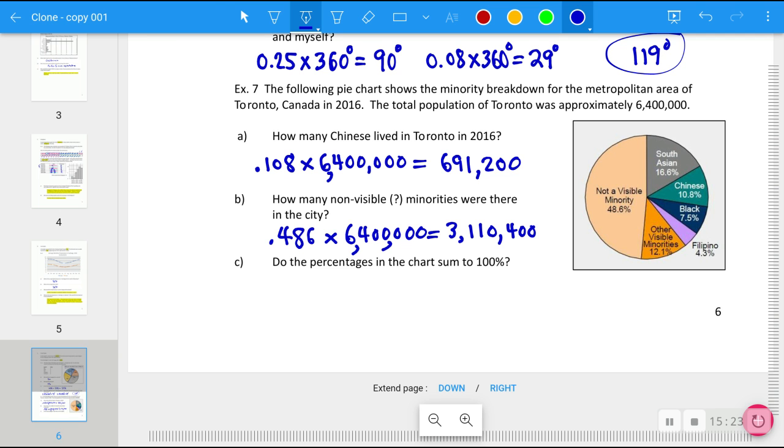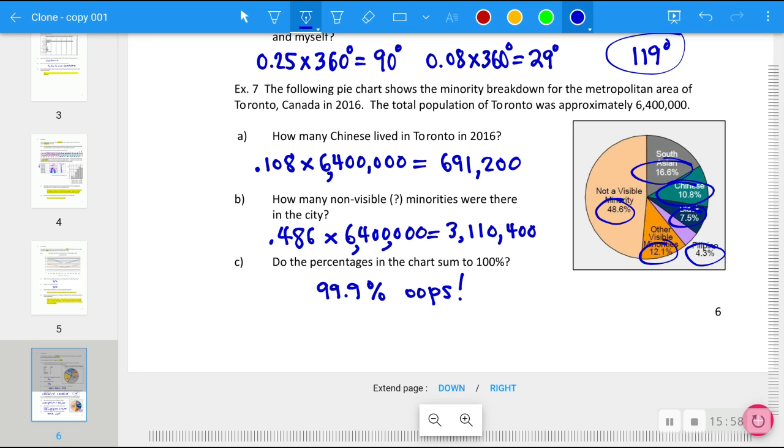Okay, so what percentage should the chart sum to here? Well, if we add all those percentages up, so let me just show you the ones I'm adding. 16.6, 10.8, 7.5, 4.3, 12.1, and 48.6. If you take the trouble to add it all up, it turns out to be 99.9%. And this is problematic. The chart should add up to 100%. So the chart has issues.